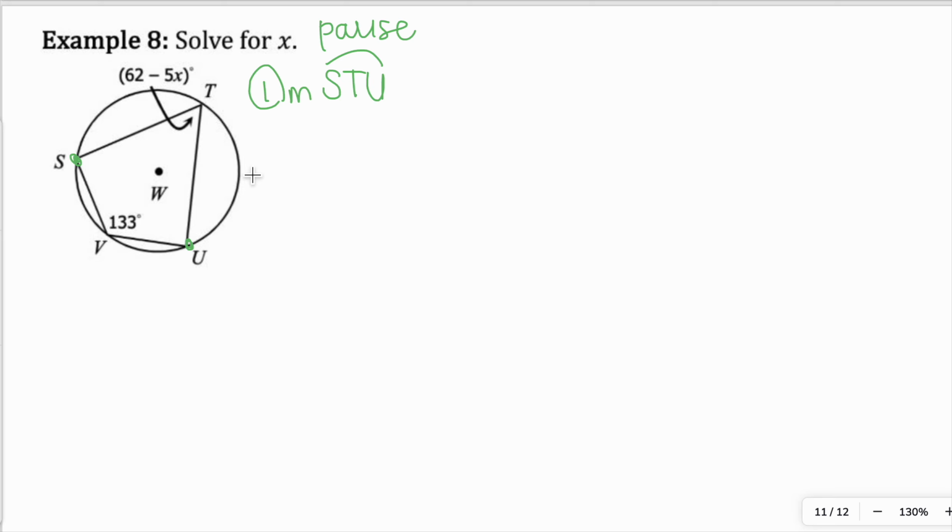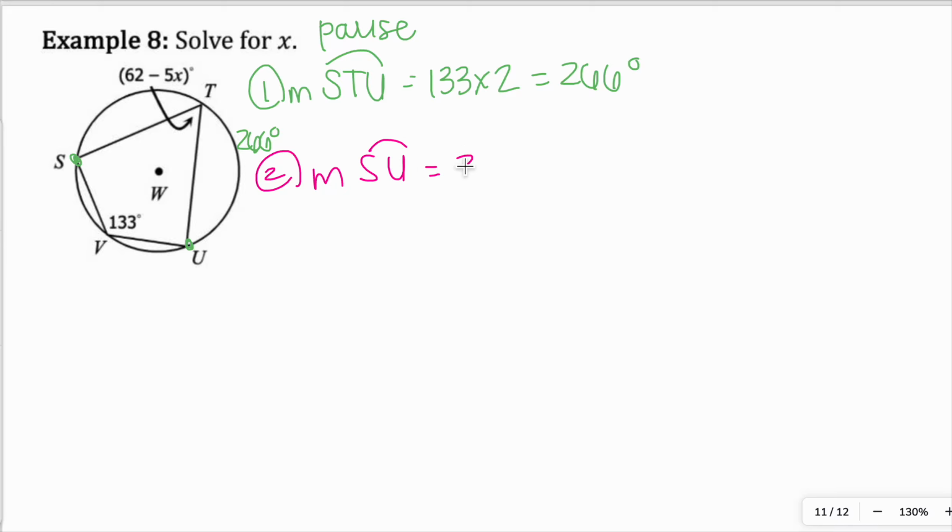So from S to T to U can be found by taking 133 degrees and multiplying that by 2. So that's going to give me roughly 266 degrees. So from S to T to U is 266 degrees. So that means from measurement of arc S to U, my minor arc, I can take 360 and subtract 266. And that's going to give me 94 degrees from S to U right here.